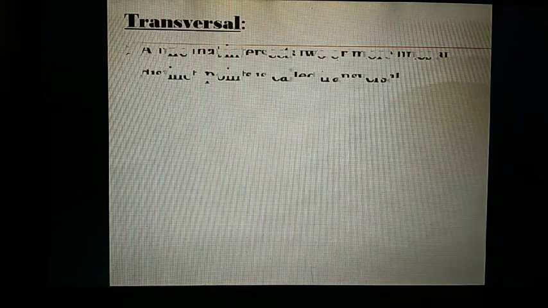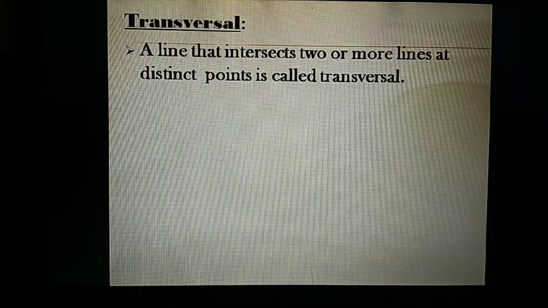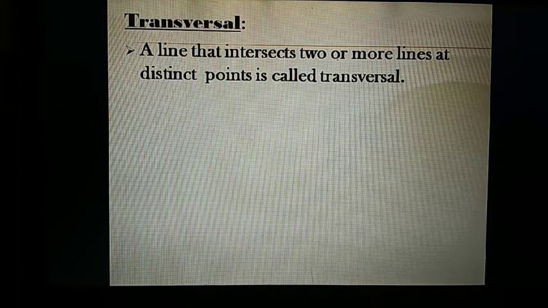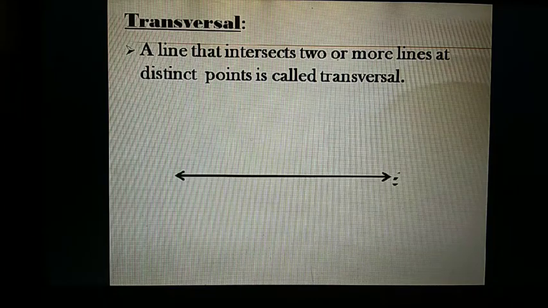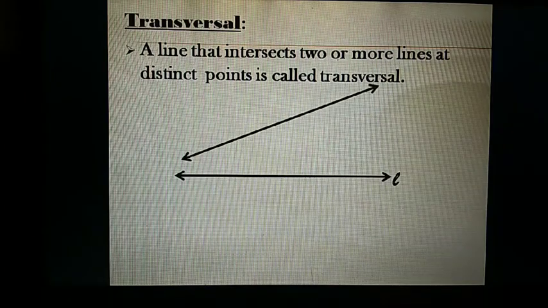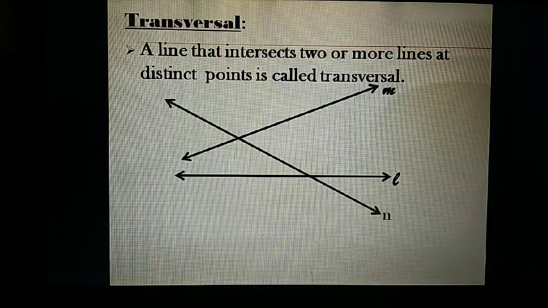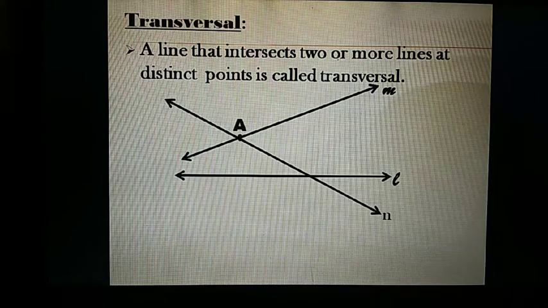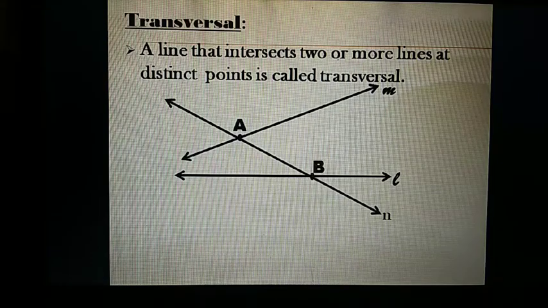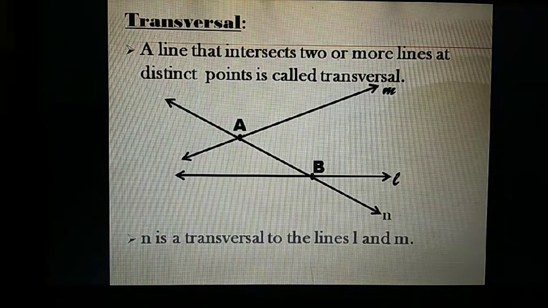Transversal. A line that intersects two or more lines at distinct points is called a transversal. L is a line, M is a second line, N is a line which is crossing both the lines at points A and B respectively. So N is a transversal to the lines L and M.